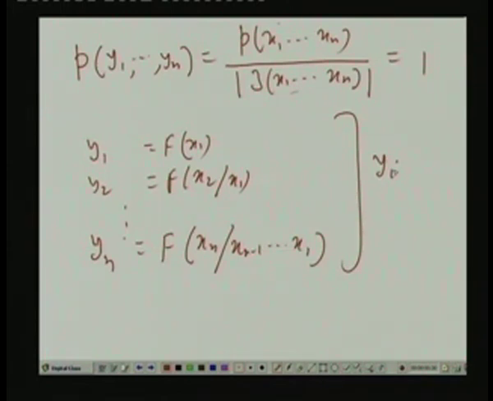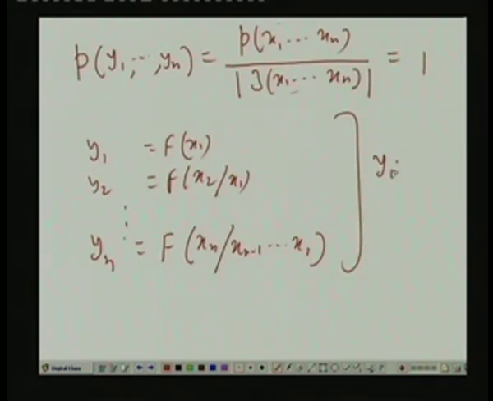So, outside that region 0 to 1, its probability is 0. That is, y_i taking a value greater than 1 or less than 0 has probability 0. That is true for all i, that is y_1, y_2 up to y_n.